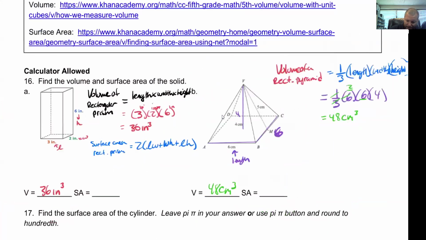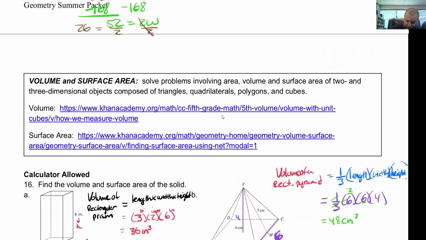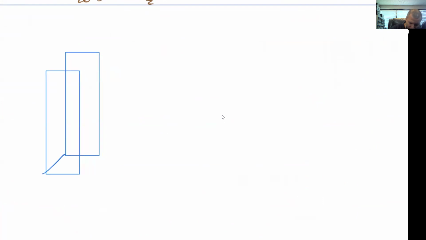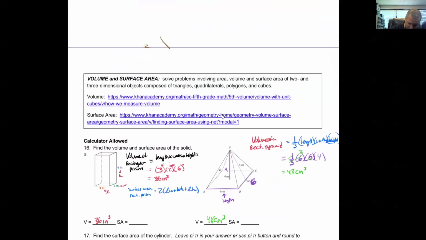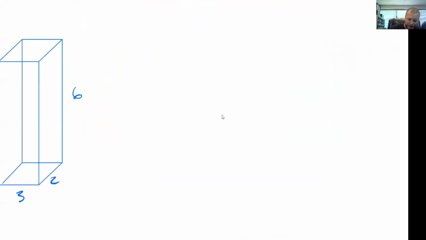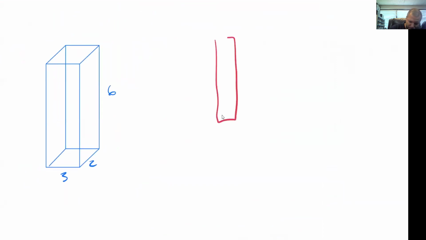So I'm going to take this prism, I'm going to add myself a page here. So I'm going to take this prism, and we have something that looks like this, and maybe like this, and so we have this kind of shape right here. If we break this thing apart, it's going to look like this. My lengths were 3, 2, and 6. So this is 3, this is 2, and this is 6. So the first thing would be I could break this thing apart.